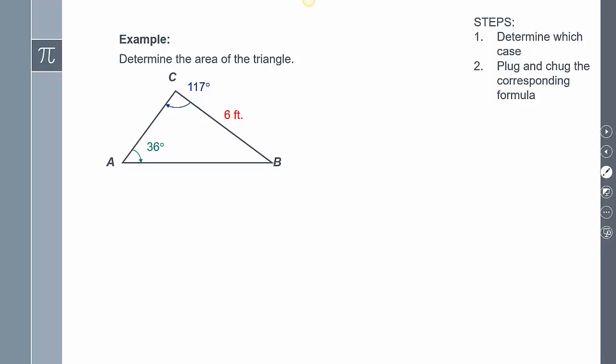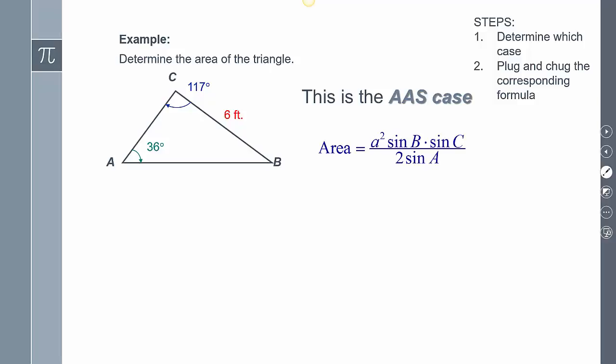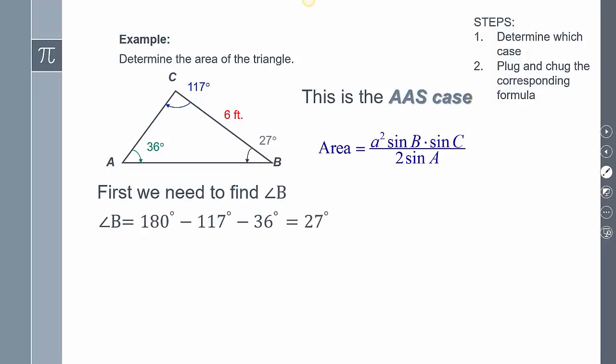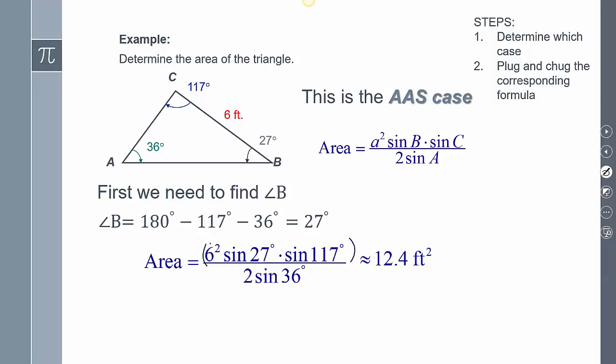So for this one right here, it says determine the area of the triangle. So I have to determine the case. This is going to be angle, angle, side, so I am going to use that formula. I need to think of this as my given side. Well, my given side is here, which happens to be A. So my A is going to be 6. That means the angle opposite, this value here, is going to be 36. And one of the other angles is going to be 117. To find that missing angle B, 180 degrees minus the rest, and so I'm going to get 27. Now plugging all this in, you put parentheses around this, plug this into your calculator, and you're going to get your answer, which is 12.4 feet squared.